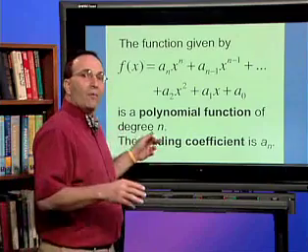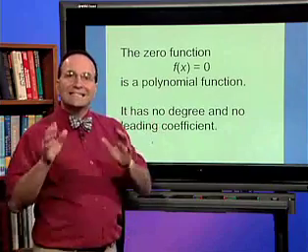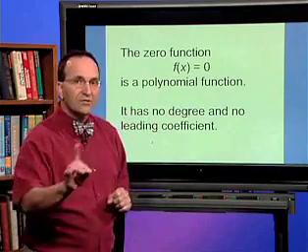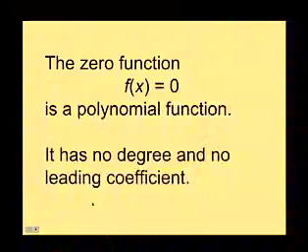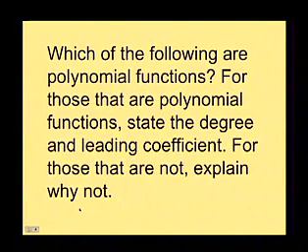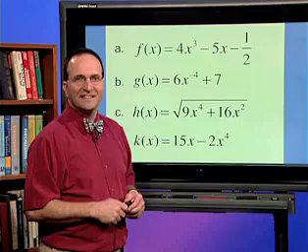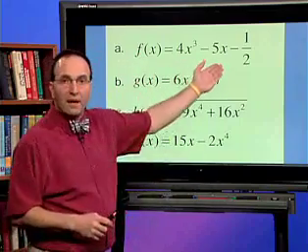All right, now, the 0 function, f of x is equal to 0, is considered a polynomial function, but it has no degree and no leading coefficient. Let's try out the idea of figuring out if something is a function or not. Which of the following are polynomial functions? For those that are polynomial functions, state the degree and the leading coefficient, and for those that are not, explain why they're not. All right, part A, f of x equals 4x cubed minus 5x minus 1/2.